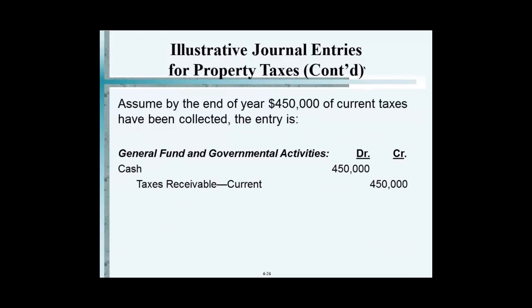At the end of the year, we get $450,000. Everybody understand this? Debit cash and what? So what's our receivable balance now? No, what was it before? 495, what did we get? 450, so what is it now? 45, right? Notice, same journal entry for both government-wide and general fund.